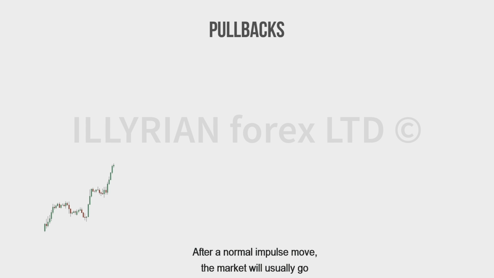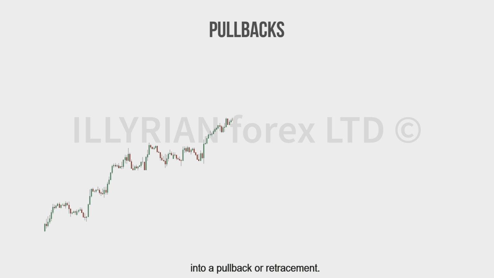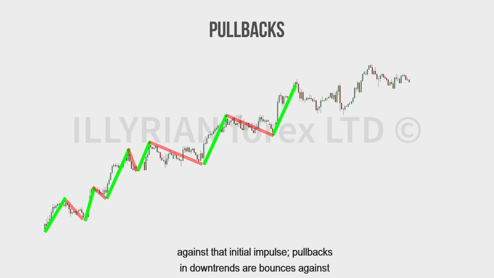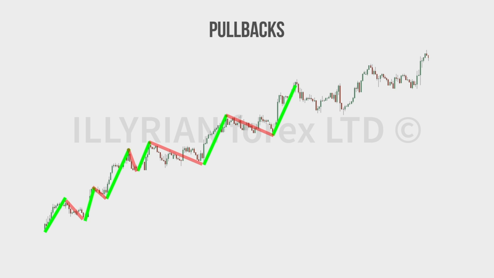Pullbacks. After a normal impulse move, the market will usually go into a pullback or retracement. In other words, after an impulse move up, the pullback will be a downward movement against that initial impulse. Pullbacks in downtrends are bounces against the preceding downward impulse move.